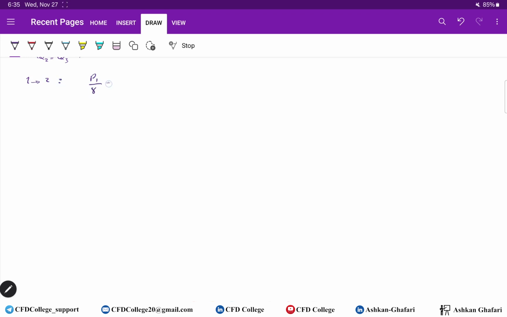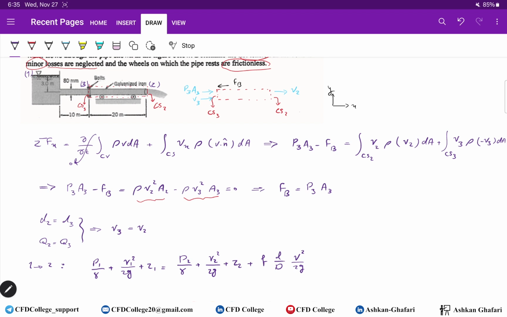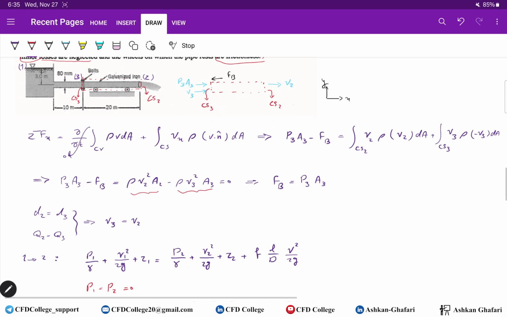P1 over gamma plus V1 square over 2g plus Z1 equals P2 over gamma plus V2 square over 2g plus Z2 plus HL, which is FL over D times V square over 2g. But what do we know? Both point 1 and point 2 have atmospheric pressure, so P1 equals P2 equals 0. And Z2 is 0, Z1 is 3.